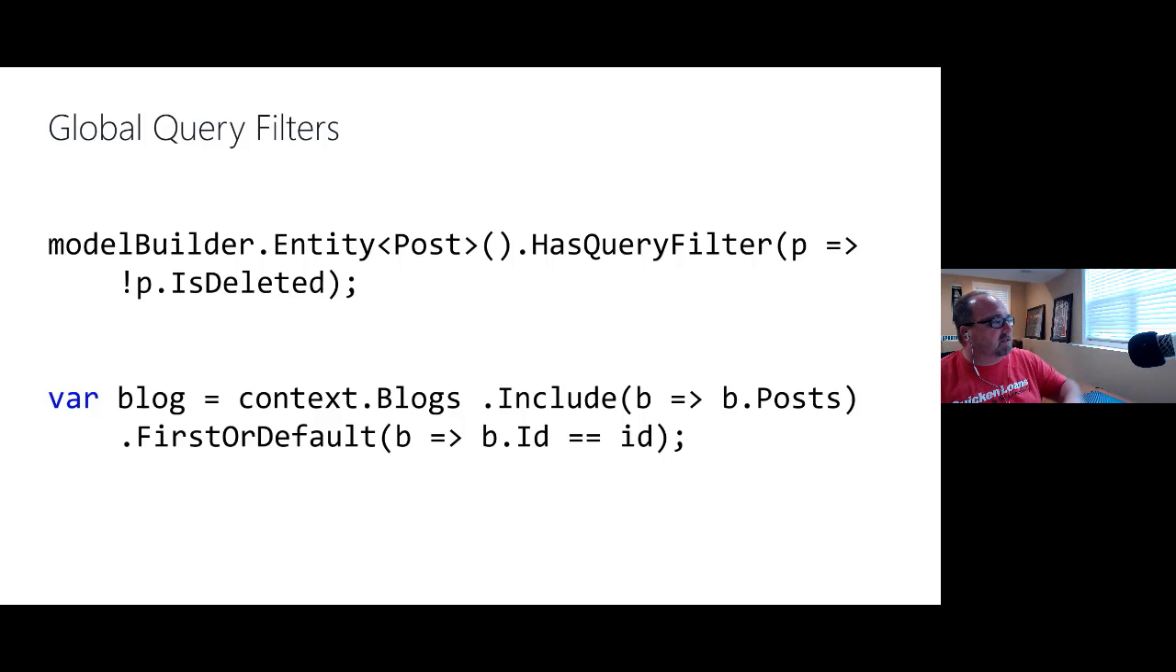So if I ran this LINQ statement that said DbContext blog include posts, this returns each blog and also a subquery for all the posts, or the first one based on an ID. But if this blog had deleted posts, it would not have any of those posts returned. So think of this as an easy way for you as a software architect to put some constraints into your DbContext, so people don't have to remember to not include deleted posts coming back from your database.